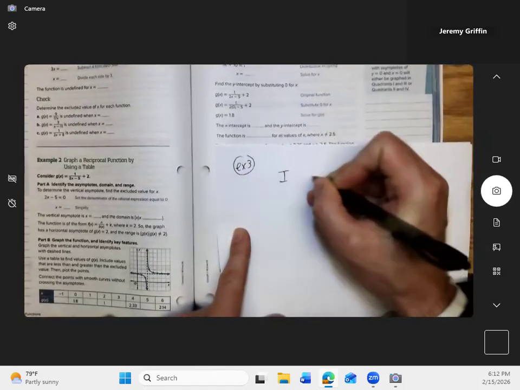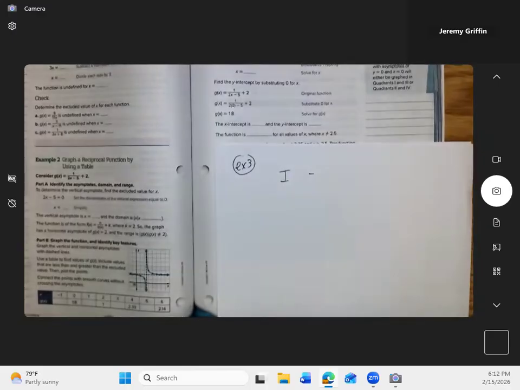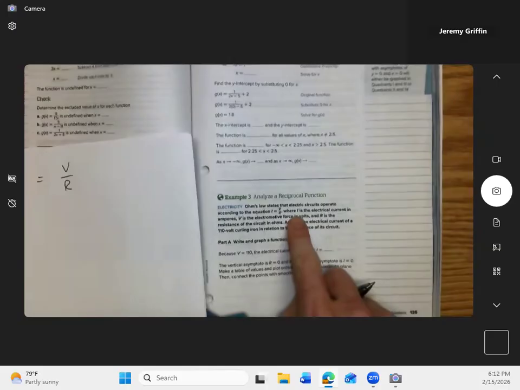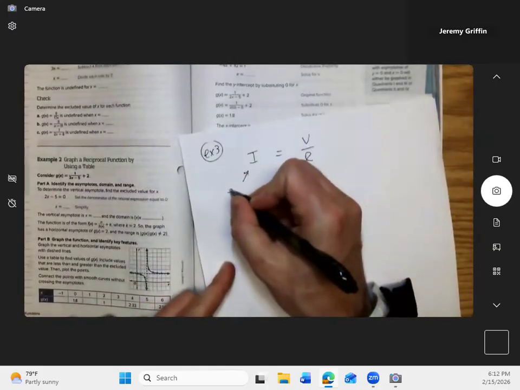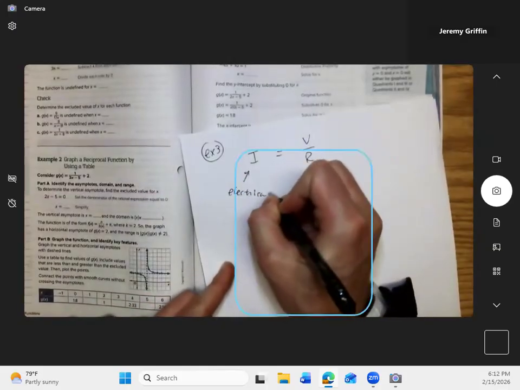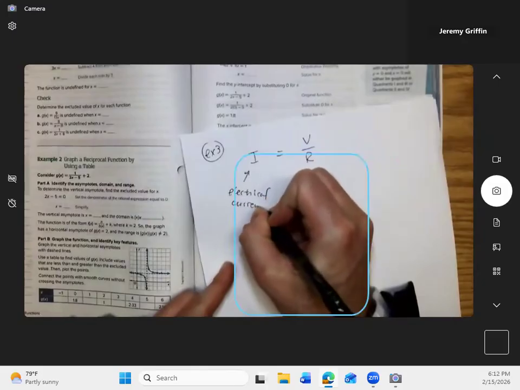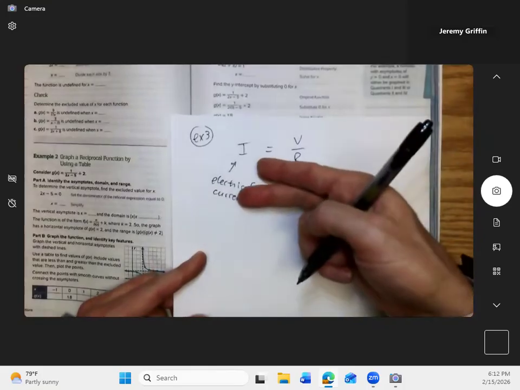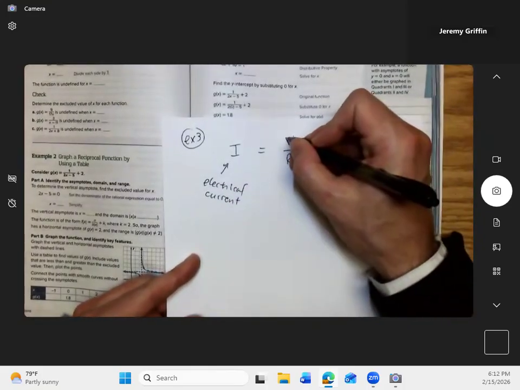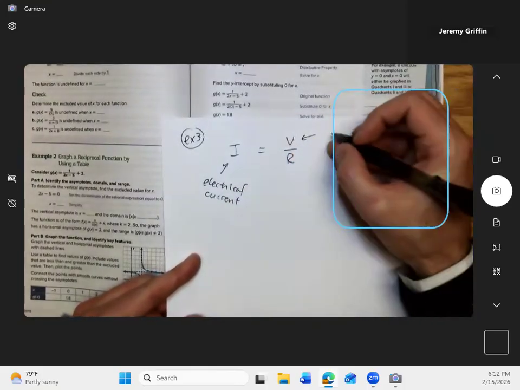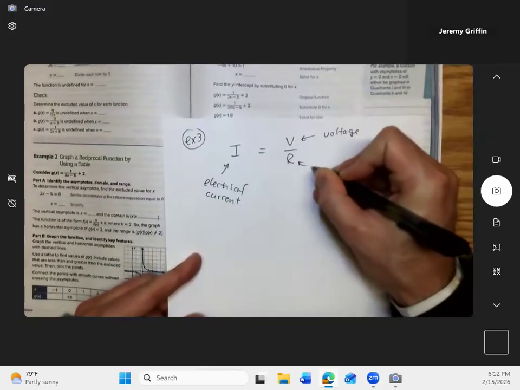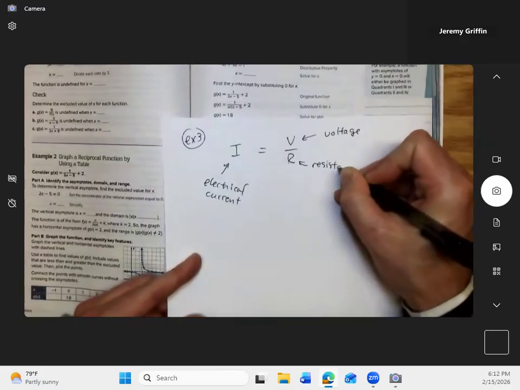They're telling you I equals V over R, where I is the electrical current. Because the letter C is used for so many other things, they run out of letters. I guess they're using I for current. And it's the same thing in my class. We always teach that. V is the voltage, also called electric potential, and R is the resistance.